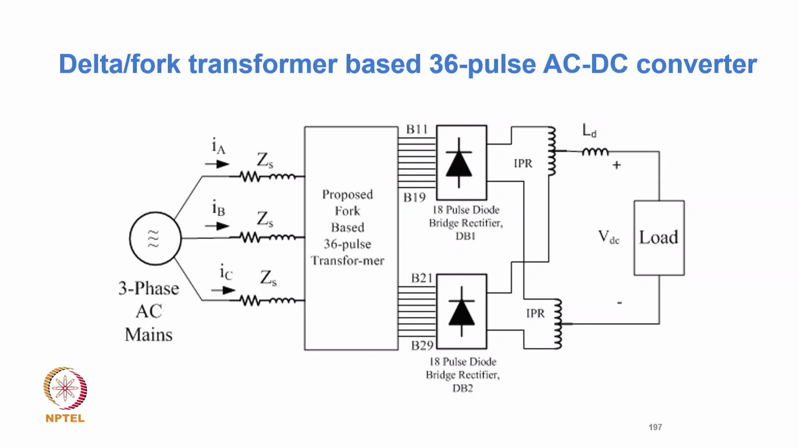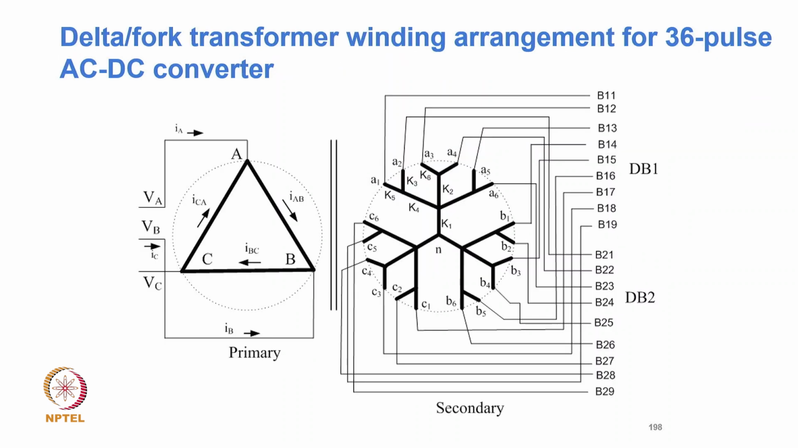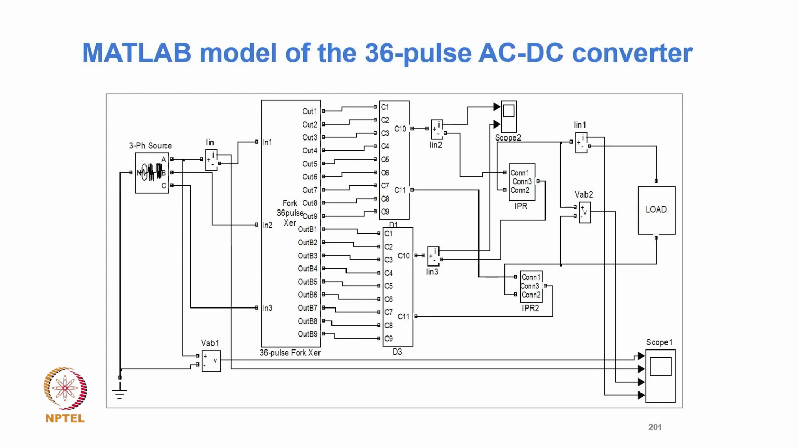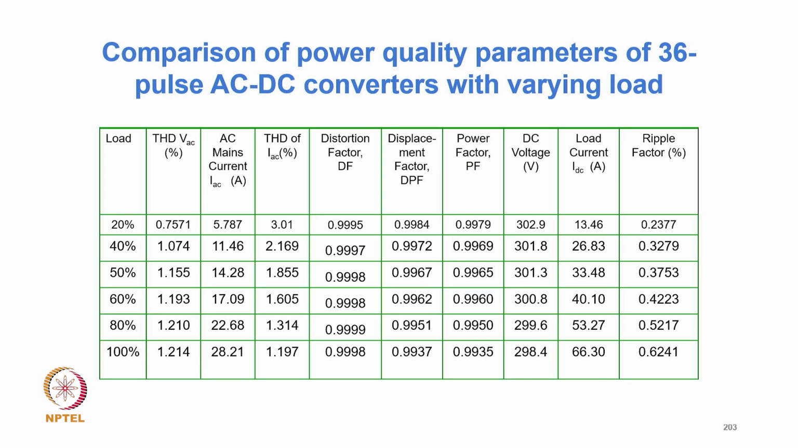We derive typically again here 36: your 9 phase gives 18 pulse, and 2 sets with the interphase we get 36 pulse. And this is the design for your 9 phase, and then correspondingly the design calculation, MATLAB model, and the performance of how the THD reduces, in this case for 36 pulse, from 3% to 1.17%.